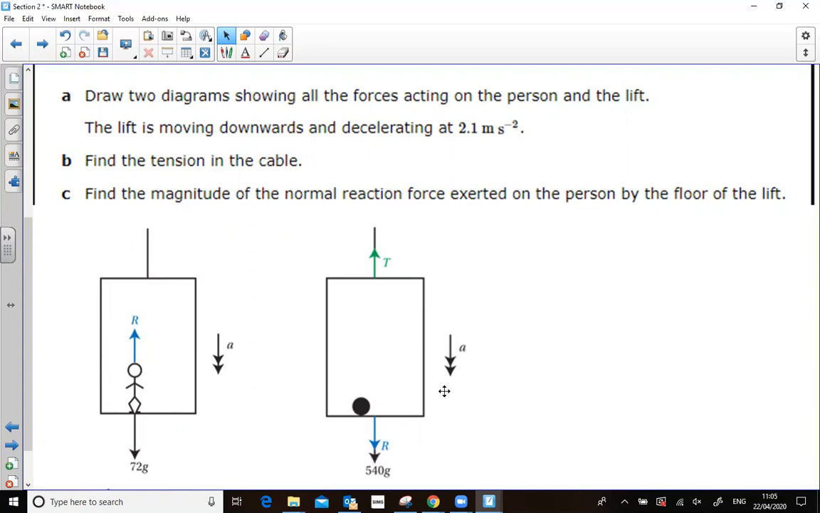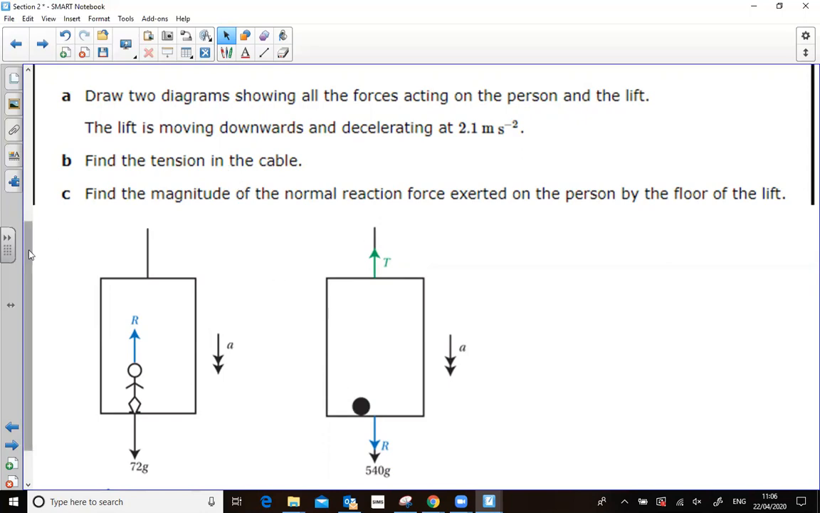In the second diagram, this is all the forces acting on the lift. So we would have the weight 540G acting downwards, and also the normal reaction force from the man acting downwards. And the cable is pulling the lift, so there will be a tension pulling upwards. Now remember, both of them will have the same acceleration, and they're both acting downwards.